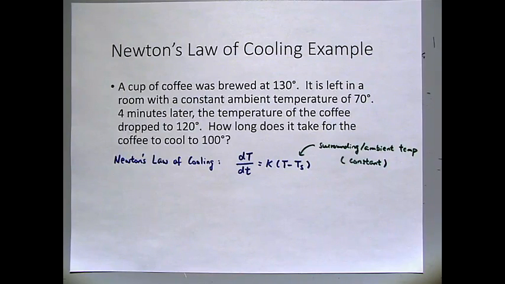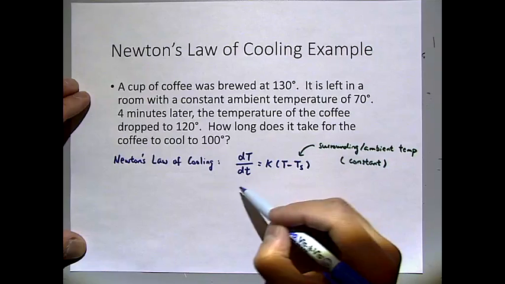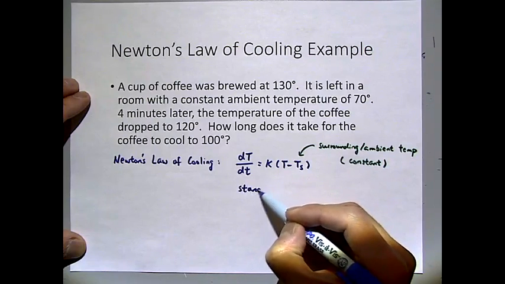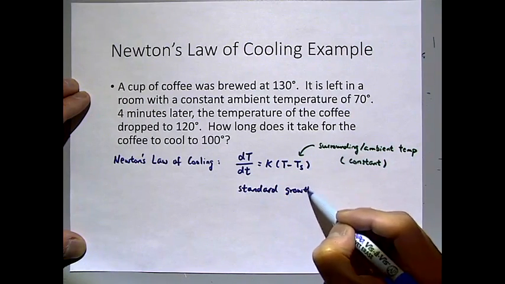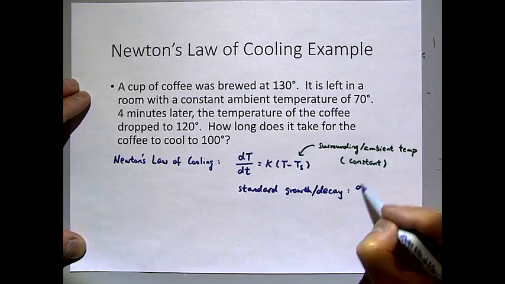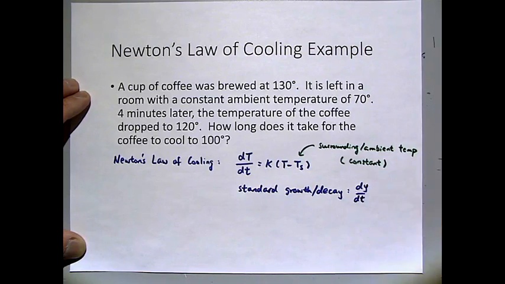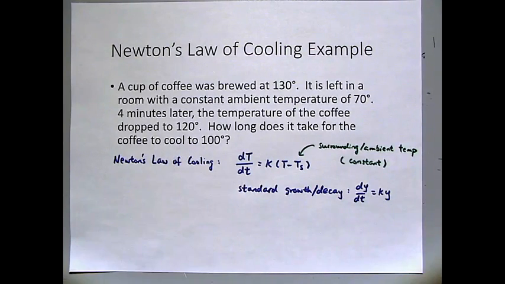It's just like the K in the standard exponential. It's very similar in structure to the standard growth or decay equation, dy/dt = Ky. Those two K's are the same kind of things. Okay, so let's solve our problem here.